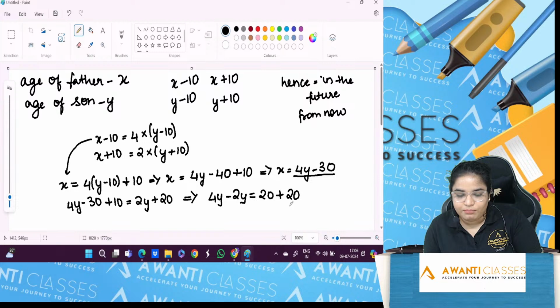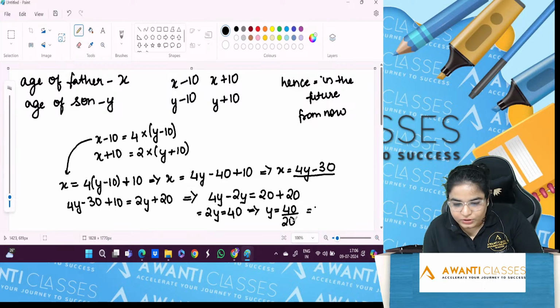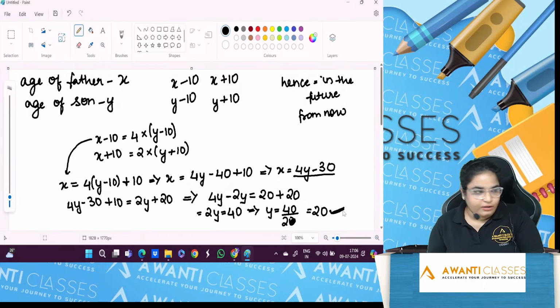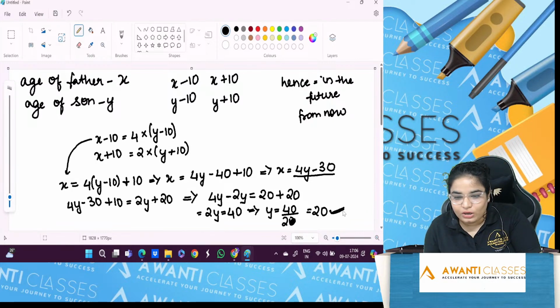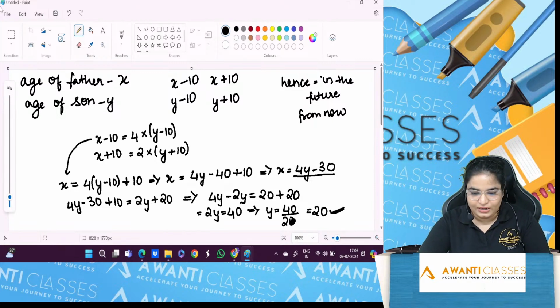Minus 20 will become plus 20. So 2y is equal to 40, which means y is equal to 20. Clear? Once we have already found out that y is equal to 20, then it becomes easy.